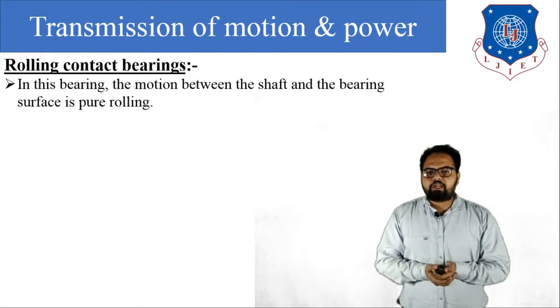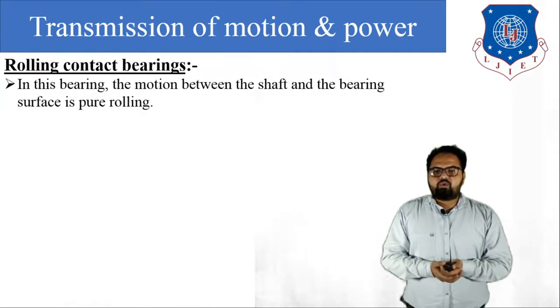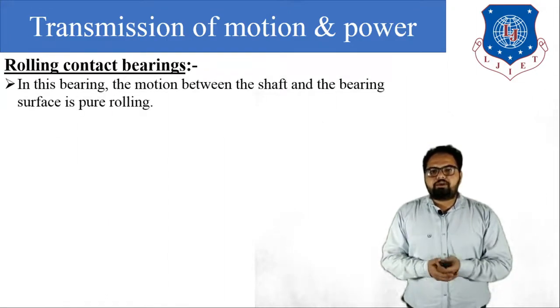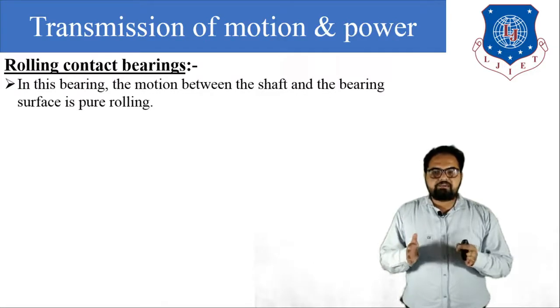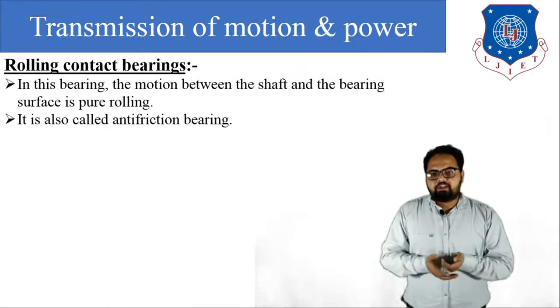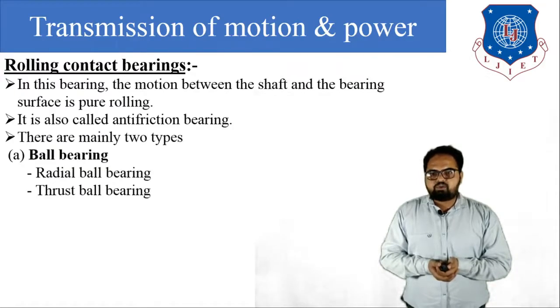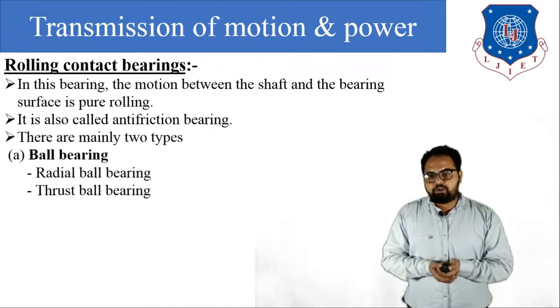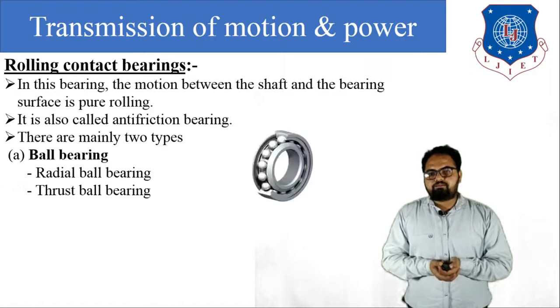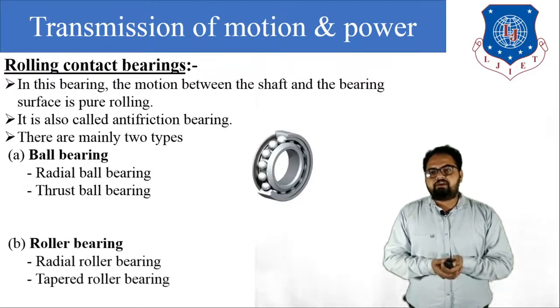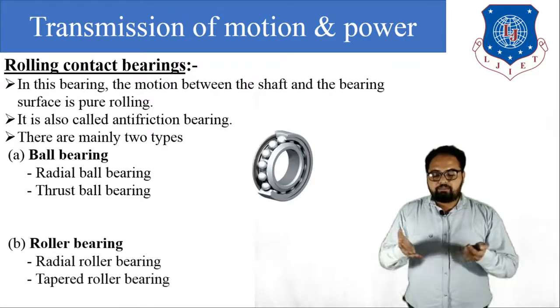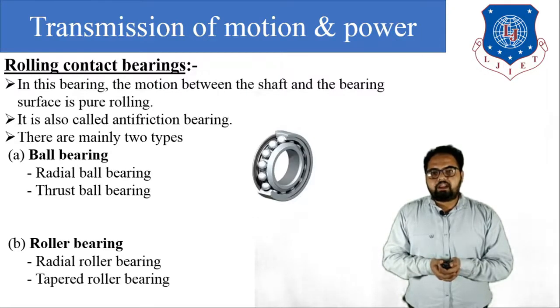Next is rolling contact bearing. In rolling contact bearing, the motion between the shaft and the bearing surface is pure rolling. It is also called anti-friction bearing. There are mainly two types of rolling contact bearing. The first one is ball bearing and the second one is roller bearing. In ball bearing there are two types. The first one is radial ball bearing and the second one is thrust ball bearing.